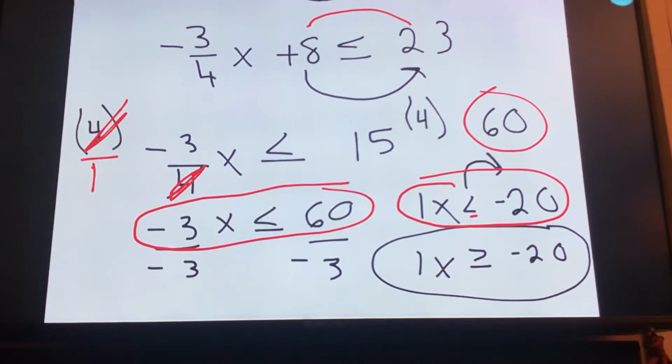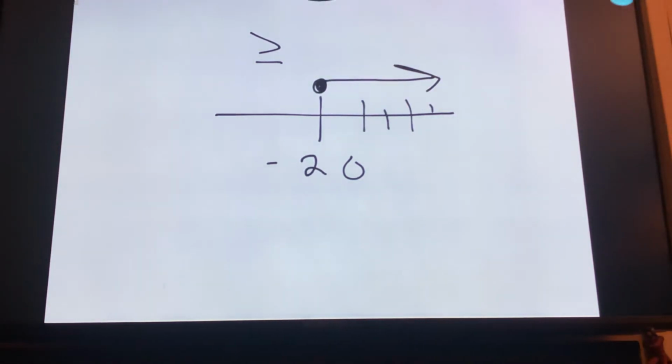Now, if you were asked to write that on a number line, well, we need to go to the number negative 20. Our sign was what? What kind of circle is it going to be? It's going to be closed because it's greater than or equal to. And that's how it looks on a number line.